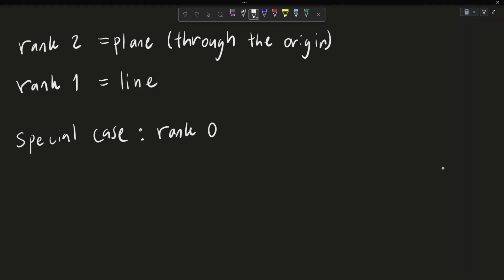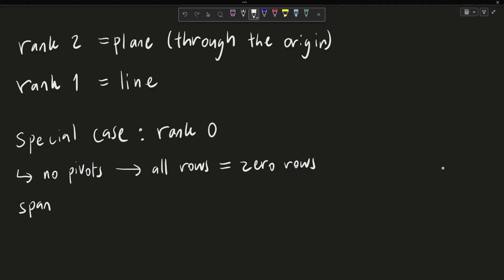What this represents in a matrix is that we have no pivots, which means that all the rows in that matrix are 0 rows. So all the entries in all of those rows are 0. In this special case, the span of your matrix is 0, which means that any linear combination of rows in the matrix always results in 0, no matter what you multiply each row by. So this has been an overview of the rank of matrices in linear algebra.